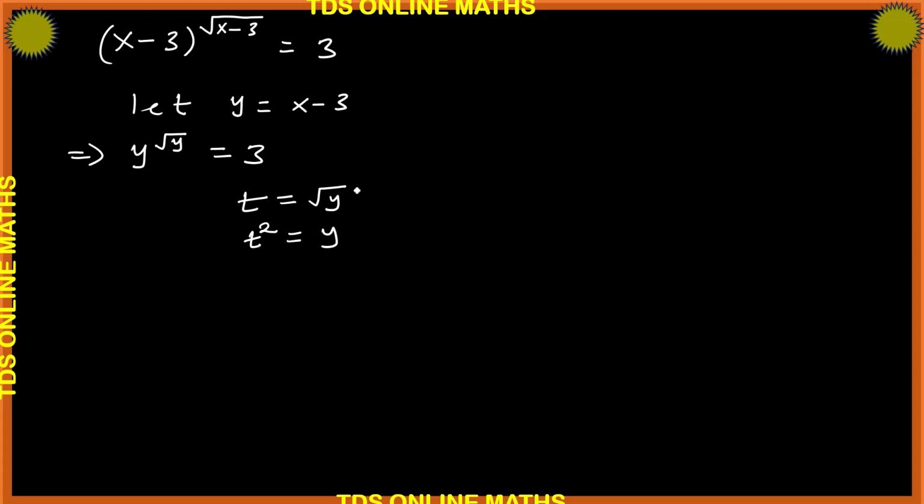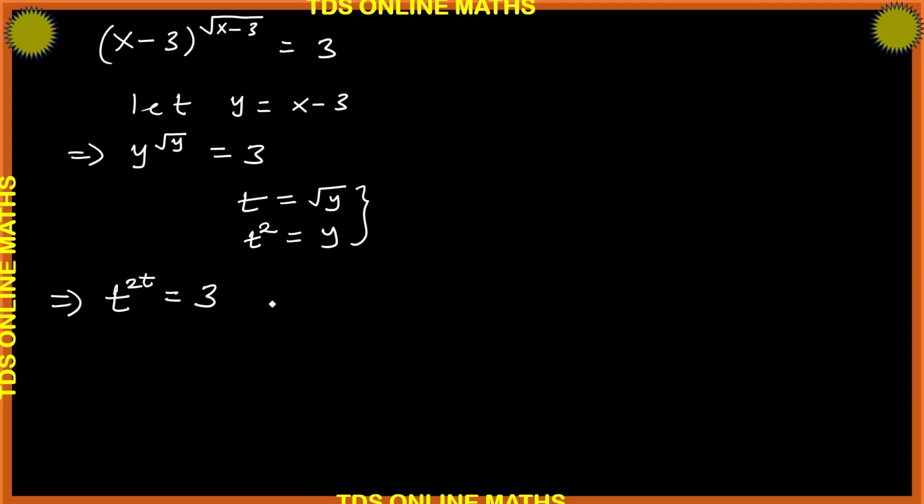So let's do the substitution here again. We have y here, y is here as t squared. So I'll put t squared here. And we have square root of y here as t. So it's a power, so I'll put a t here, equals 3.